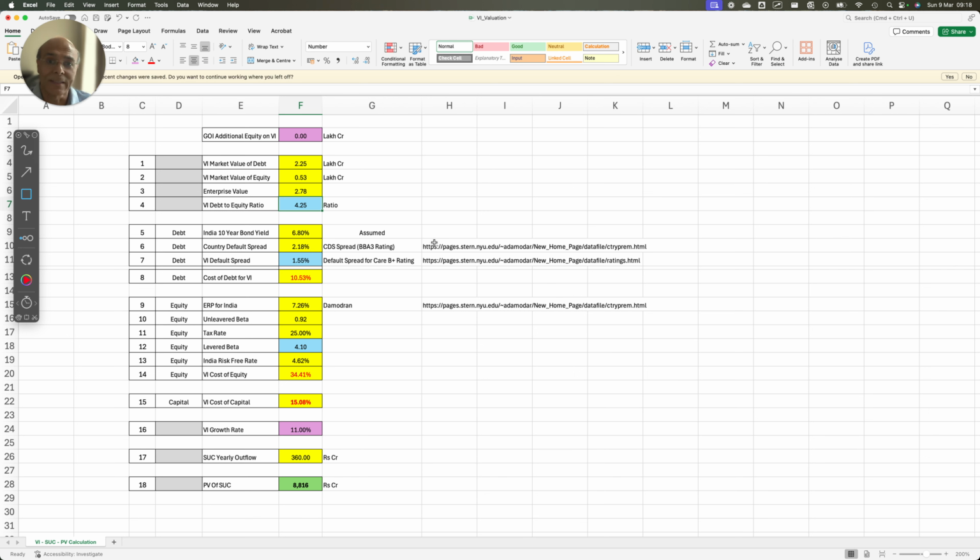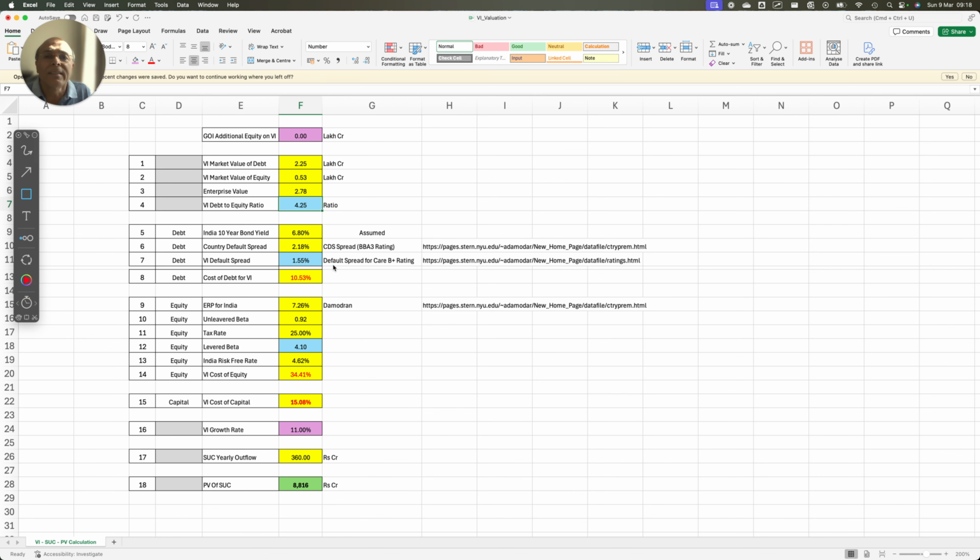No, because every country has a certain default risk, and that default risk is measured through a spread. This is based on Damodaran's page. If you go to Damodaran's page, and this is the link that I have on the right-hand side, it has calculated a default spread of 2.18%. Now there is India's 10-year bond yield of 6.8%, then there is a country default spread of 2.18%, and then there is a company default spread.